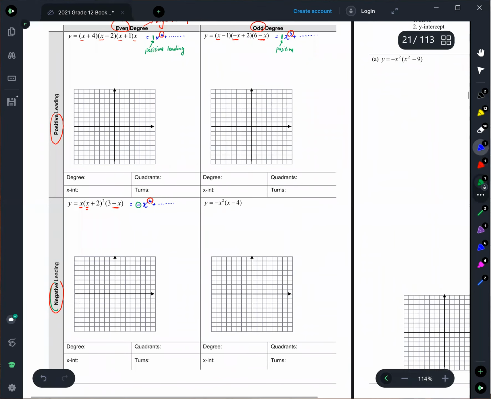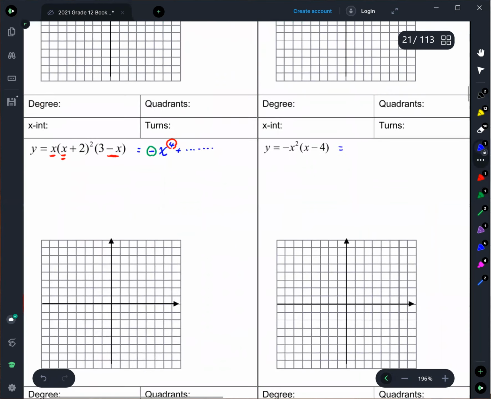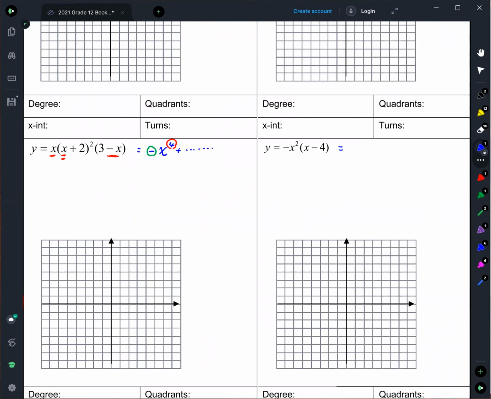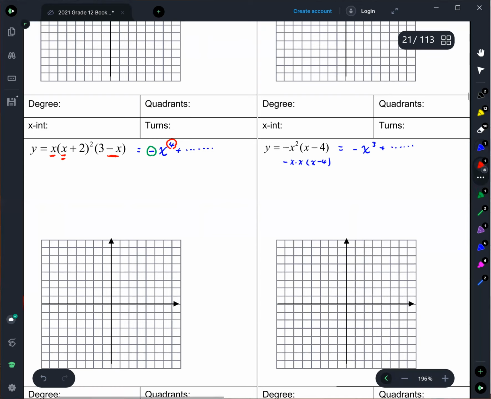Okay, similar for the last one. You have negative x squared. So negative x squared is like negative x times x, right? And then times x minus 4. So this will give you negative x cubed plus other terms, okay? We don't care too much about other terms. So this is an odd with a negative.